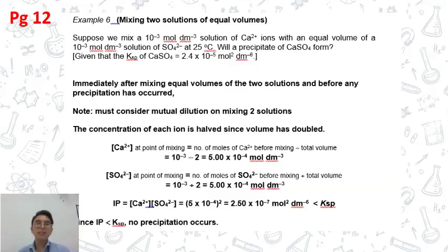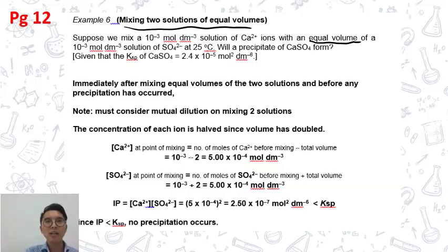Okay, so let's look at some examples to see how we can make use of this. Now if we mix a 10 to the power minus 3 moles per dm cube solution of calcium 2+ ions with an equal volume. Okay, so now we're mixing two things of equal volume.